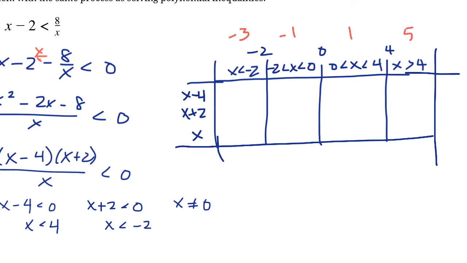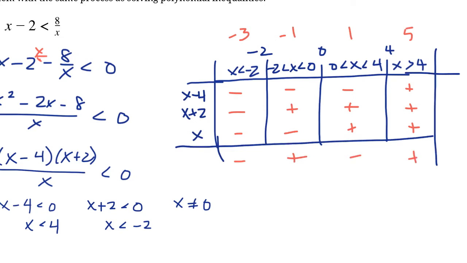Okay? So if I plug in -3, this thing is going to be negative, this thing is going to be negative, this thing is going to be negative. If I plug in -1, this is going to be negative, positive, negative. If I plug in 1, this is going to be negative, positive, positive, and 5, positive, positive, positive. So these three negatives, negative times a negative times a negative, is going to give us a negative. Negative times a positive times a negative is going to give us a positive.